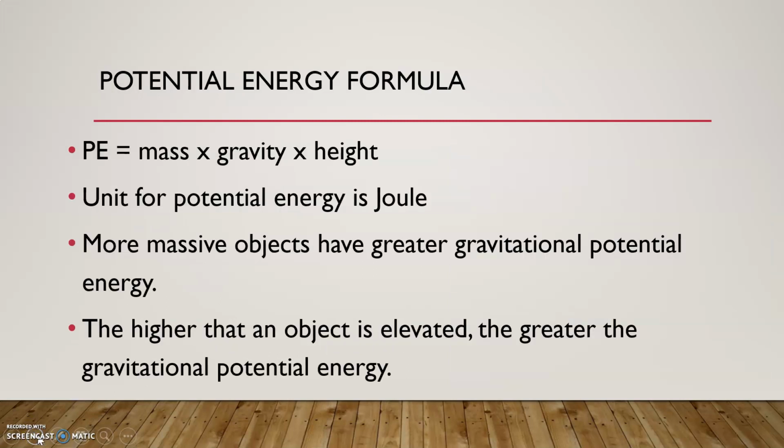So the formula that we're going to be using to find potential energy will be the mass times gravity times height. And the unit we're going to be using for potential energy is joules, which does look a little bit familiar because we used joule as a unit for work. We'll talk about this a little bit later, but in order to do work, you must have energy. So they're directly related in that sense. And the more massive an object is, the more gravitational potential energy it will have, like we said before. And again, the higher the object, the more gravitational potential energy it has.